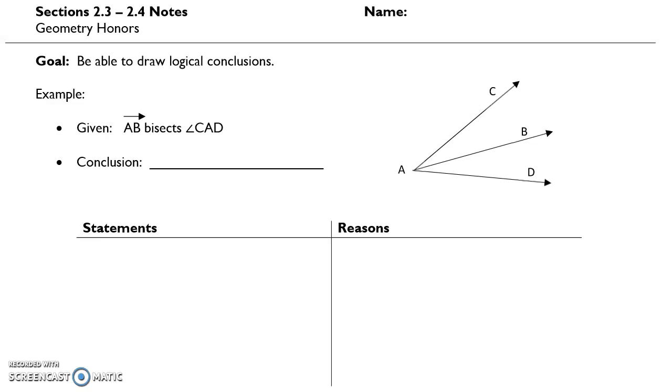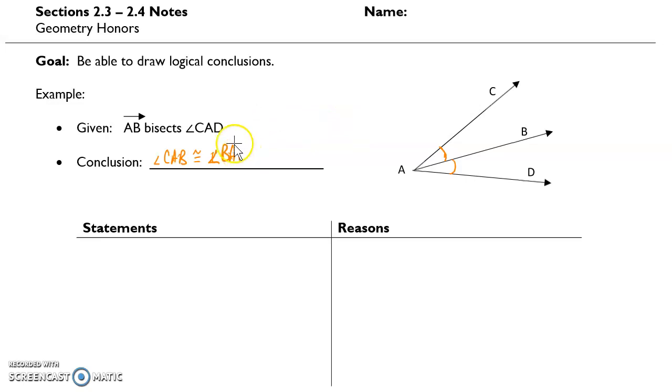So for example, if I have been given that a ray bisects an angle, specifically in this diagram that ray AB bisects angle CAD, the conclusion is specifically that angle CAB is going to be congruent to angle BAD. This is what it would look like in a flow proof. We're not doing flow proofs, we're doing two-column proofs. So this is the conclusion that we are drawing.